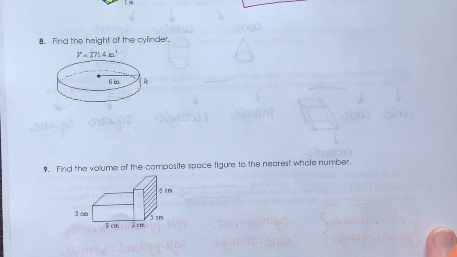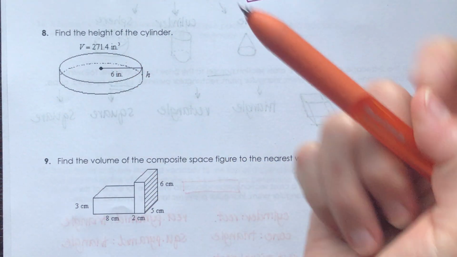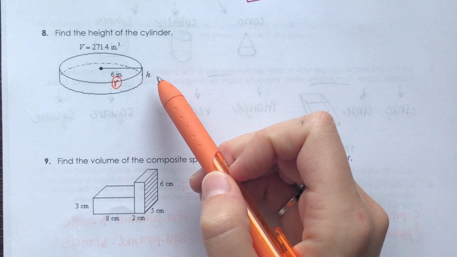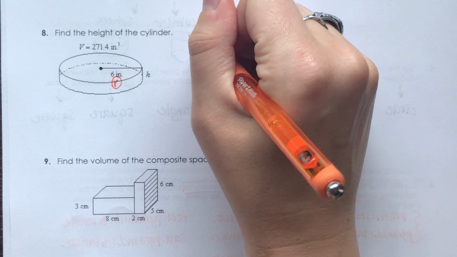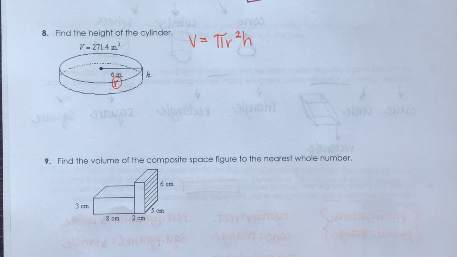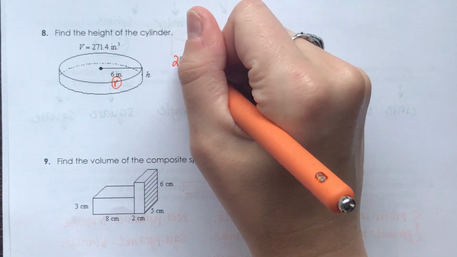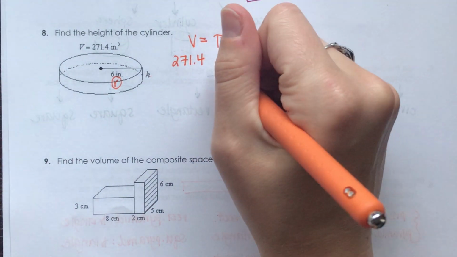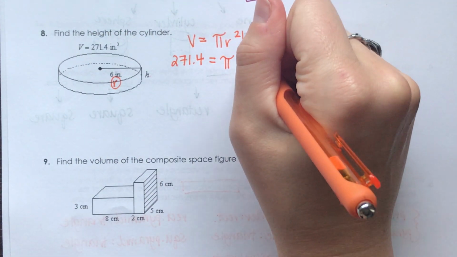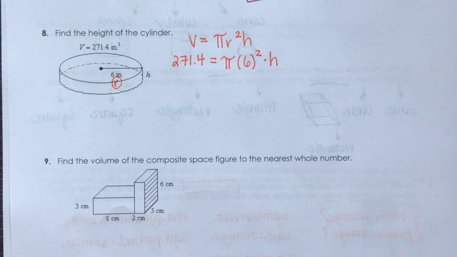Find the height of the cylinder. So I give you the volume, I give you the radius. I'm asking you to find the height. So I know the volume of a cylinder is pi r squared h. I'm going to plug in all the information that I know. I know that the volume is 271.4. I know pi. I know my radius is 6. And I'm going to square that, and then I'm going to multiply times h.